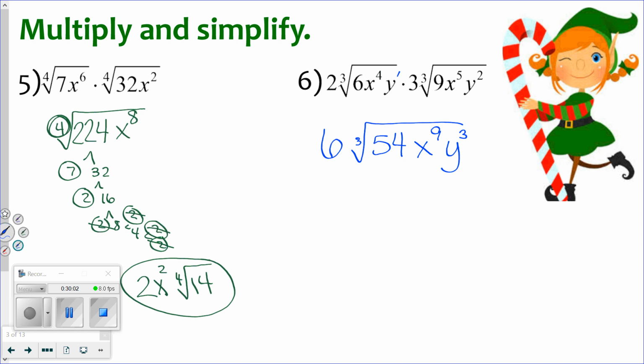All right, so that would be step 1. Actually multiply them together. And now it's simplifying. It's just like what we did before. So, cubed root of 54. Perfect?